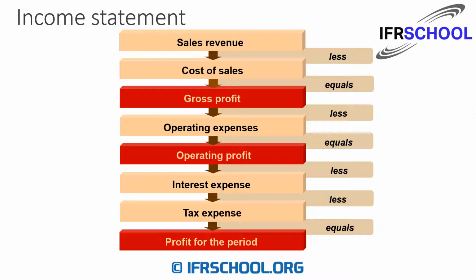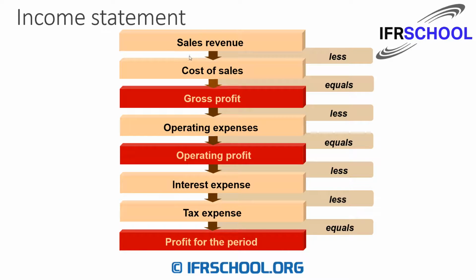So the order of the items in the income statement is important. It tells us how the company has generated its profit and how that profit has been distributed to the various claim holders. The top line of the income statement measures sales revenues.